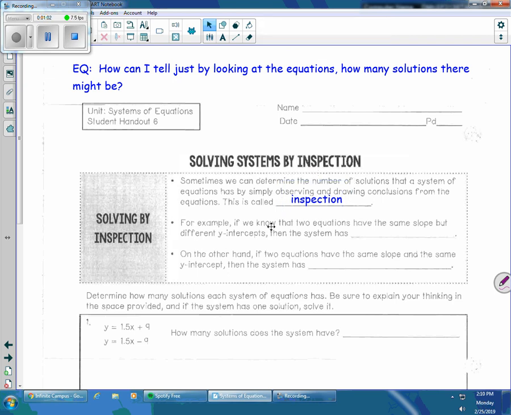For example, we know that if two equations have the same slope and different y-intercept, then the system is going to have no solution. I don't have to graph the lines to know that they're going to be parallel lines and they're never ever going to cross. I just look at the slope, look at the y-intercept. On the other hand, if two equations have the same slope and the same y-intercept, then the system is going to have infinitely many solutions.